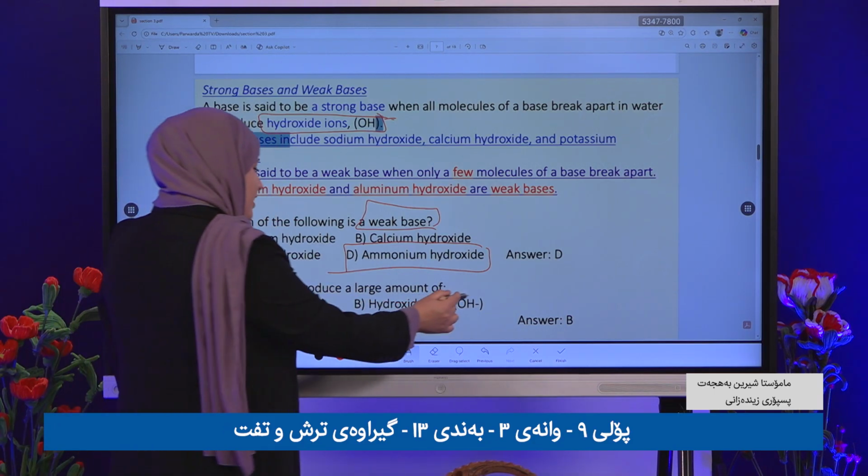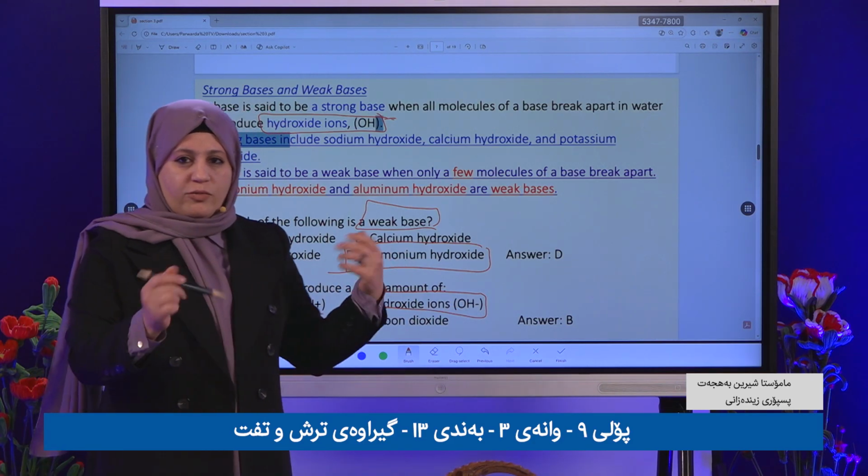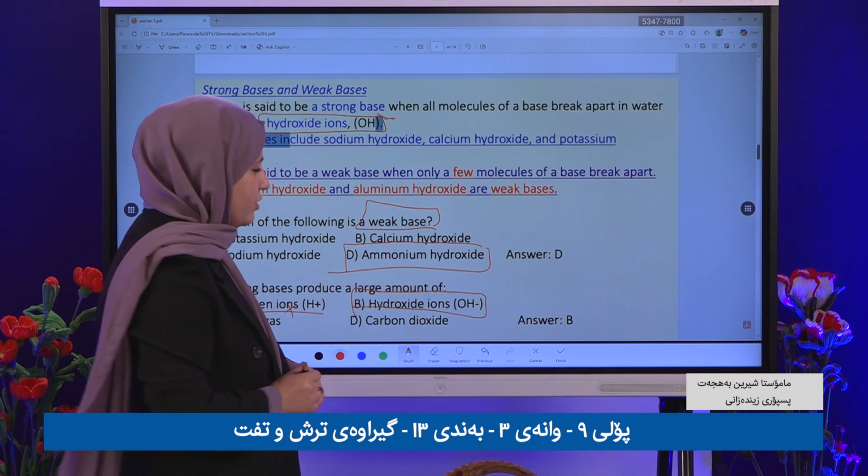Hydroxide, yes, of course, hydroxide ion, because it is a base. Bases, when they break apart in water, form hydroxide ions. Clear?